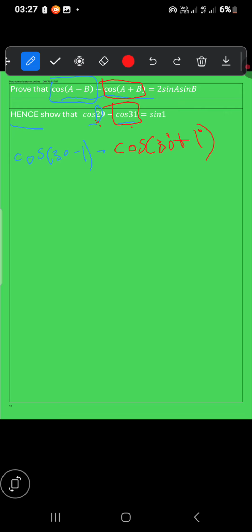Degrees, right, degrees. Now expand. If you expand the cos there, it's going to be cos 30 cos 1 degrees, you add plus sine 30 degrees sine 1 degrees.